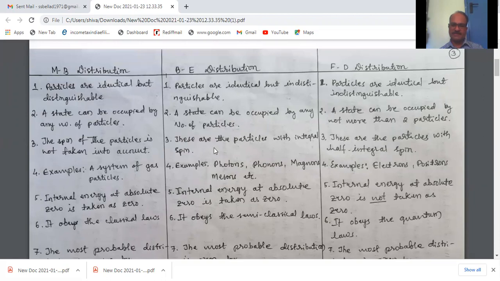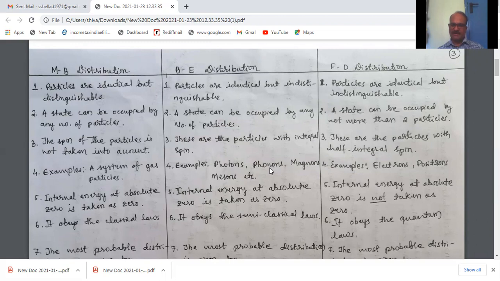And the next point is that these are the particles with integral spin. So in the Bose-Einstein distribution, only the particles which have integral spin are considered. The examples are photons, phonons, magnons, mesons, etc. As you know, photons are the quantized packets of light energy. And phonons are the thermal waves. The energy of the thermal waves is also quantized in small packets of energy.